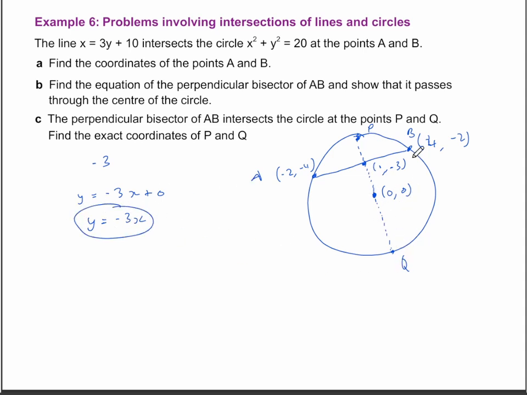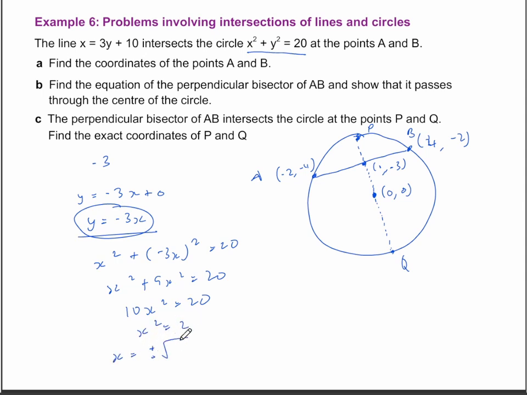Then that intersects the circle at 2 different points. And remember, when we talk about intersection between this and this, we just have to solve it simultaneously. So y is negative 3x, and we end up getting x squared plus negative 3x squared equals 20. x squared plus 9x squared equals 20. 10x squared equals 20. Dividing by 10, we get x squared equals 2, which gives us x equals plus and minus root 2. That means one of the points has x equal to positive root 2, the other has x equal to negative root 2.